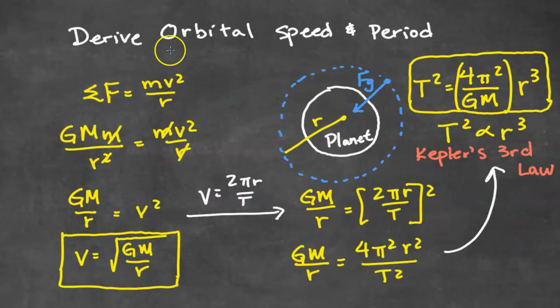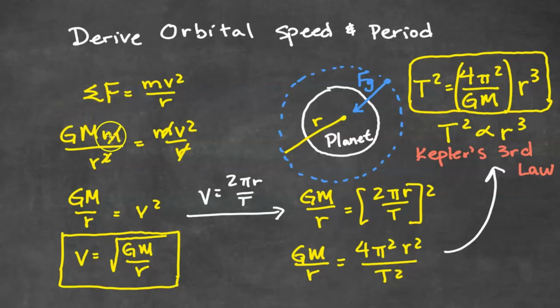Next, we're going to derive orbital speed and period. Now, this is really cool because here we're going to combine our understanding of the centripetal force equation and Newton's law of universal gravitation. So when an object is going around the planet, let's say we have a moon that's orbiting the planet, we can set the net force. The net centripetal force here is going to be a gravitational force.